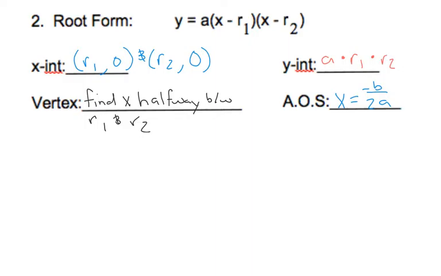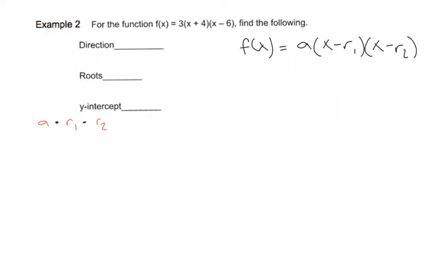So let's look at this example. For the function f of x equals 3 times x plus 4 times x minus 6, find the following. Now, the direction, remember, depends on whether it's positive or negative, and what you have to look at are your 3, the x, and the x. If you multiply those three values and you get a positive value, then the direction is opening upward. In that case, 3 times x is 3x squared, which is positive, so it opens up.